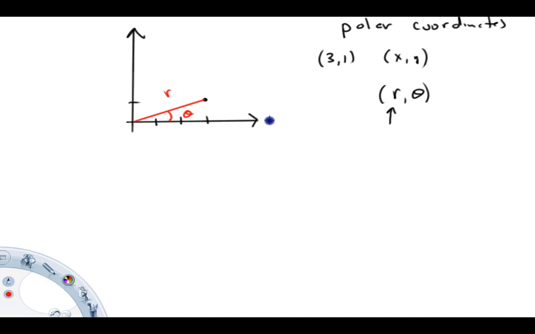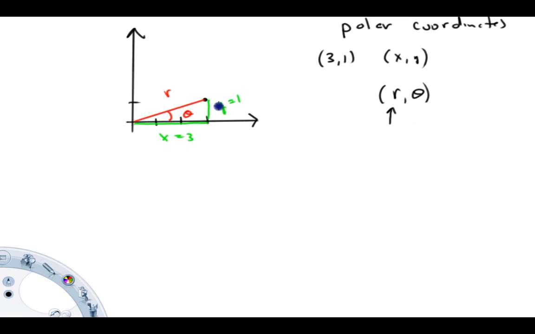So this point here was the point (3, 1). I'm going to draw some distances here in green. The x value is this distance here, and in this case, x is equal to 3. The y value is this distance, and in this case, y is equal to 1. One of the things we want to be able to do with polar coordinates is go back and forth between polar and Cartesian. So in this example, we're looking at a right triangle here.